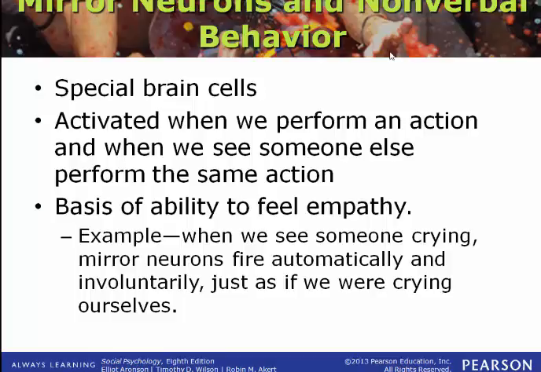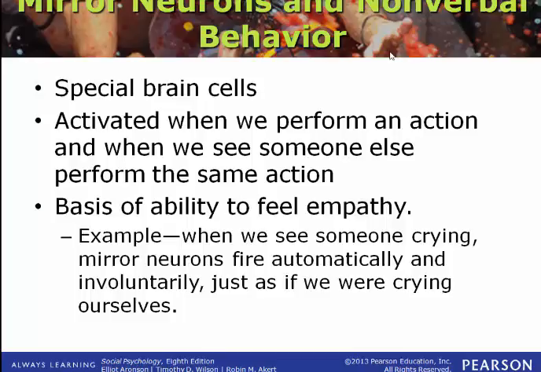So we have mirror neurons that help us, especially with this nonverbal behavior. These are special brain cells that are activated when we perform an action and when someone else performs the same action. So, for example, if we see someone else crying, our mirror neurons fire, just as they would if we were crying, right? So this is the basis of our ability to feel empathy.